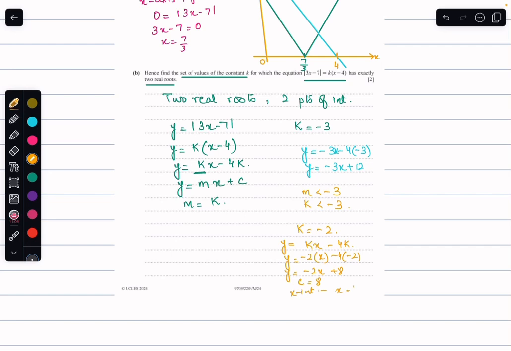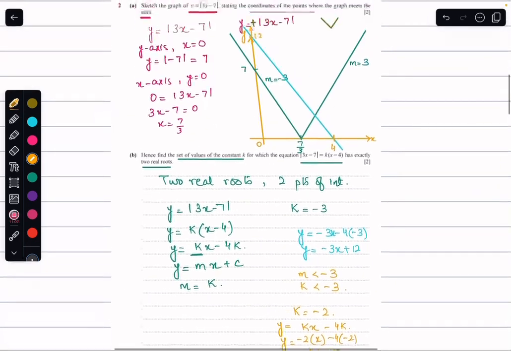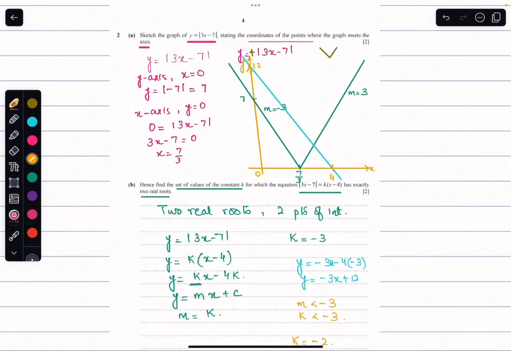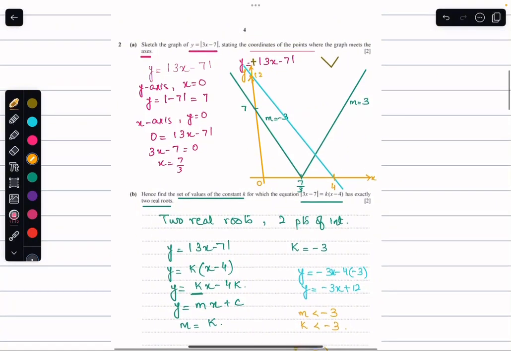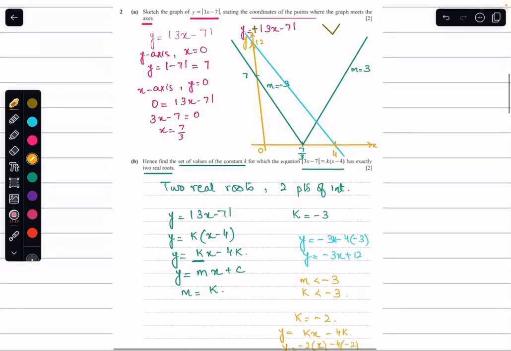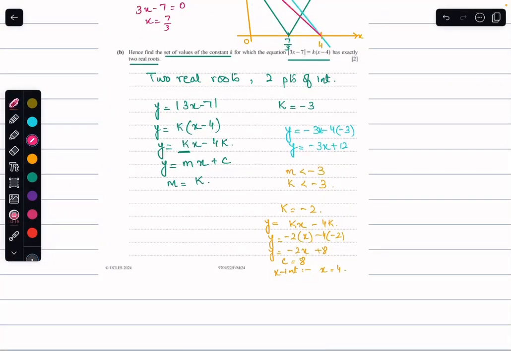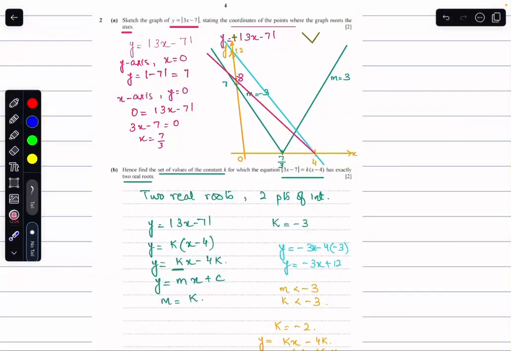This x-intercept shall be equal to 4. So, with y-intercept being 8 and x-intercept 4, for this equation with k as negative 2, what I observe is that my y-intercept is 8 and my x-intercept is 4. Meaning, if I sketch this line with y-intercept 8 and x-intercept 4, I am actually getting two intersection points with the modulus function.